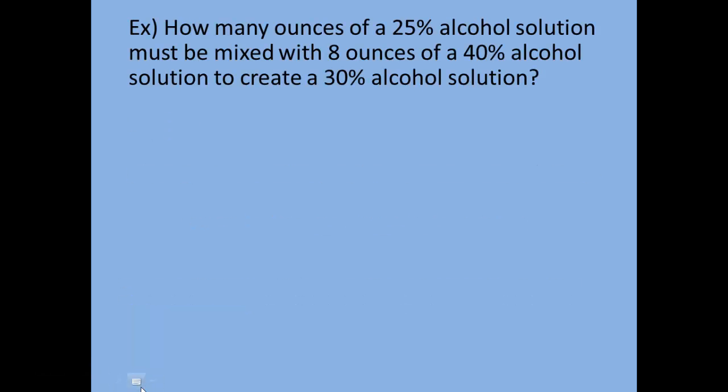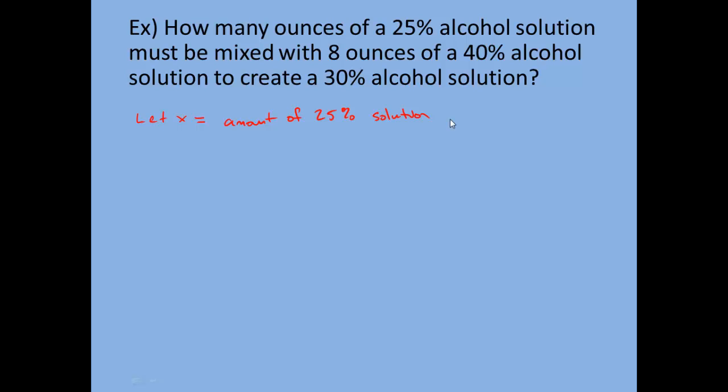So in this example it says, how many ounces of a 25% alcohol solution must be mixed with 8 ounces of a 40% alcohol solution to create a 30% alcohol solution? And with any word problem, the first thing you want to do is come up with let statements to define the variables. Basically, you want to let x equal what we're looking for. So in this case, the question is asking us about how many ounces of a 25% alcohol solution. So I'm going to let x equal the amount of the 25% solution.